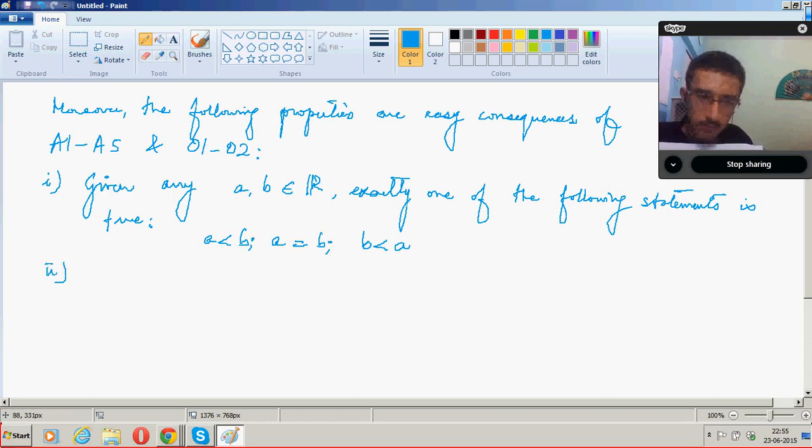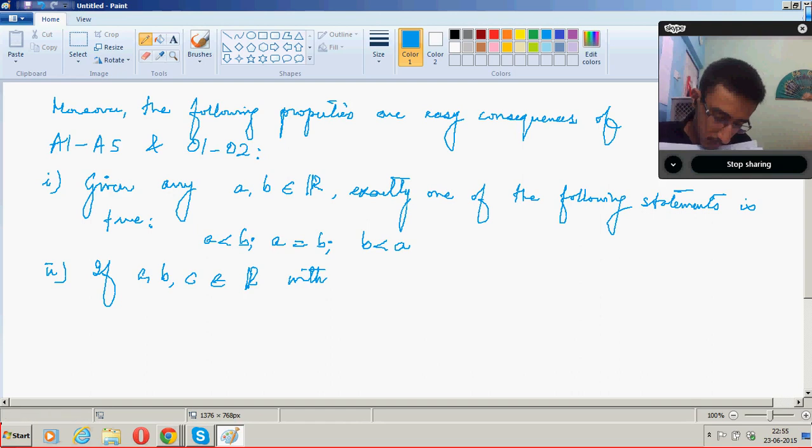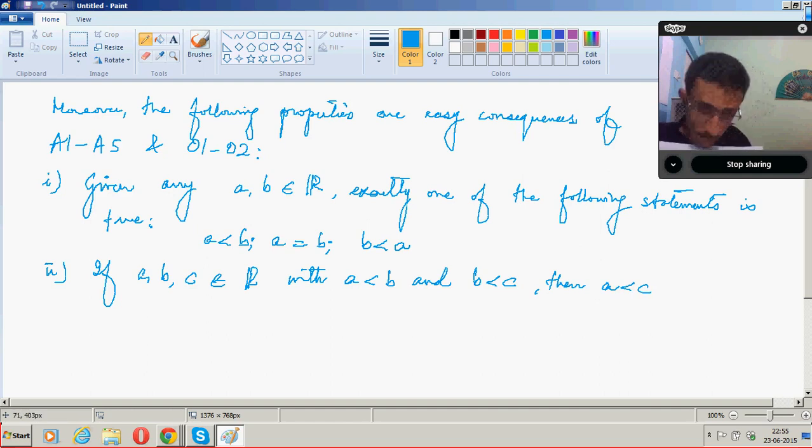Number 2, if a, b, c are real numbers with a less than b and b less than c, then a is less than c. Transitivity.